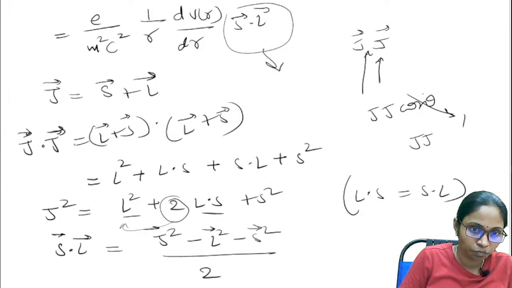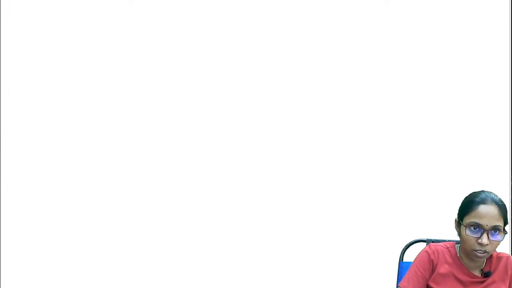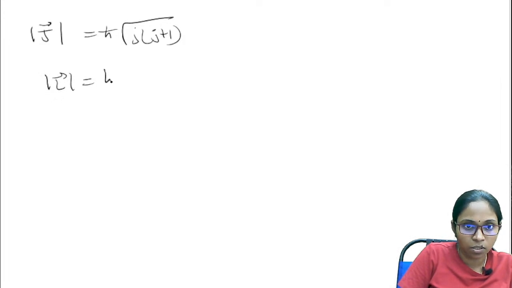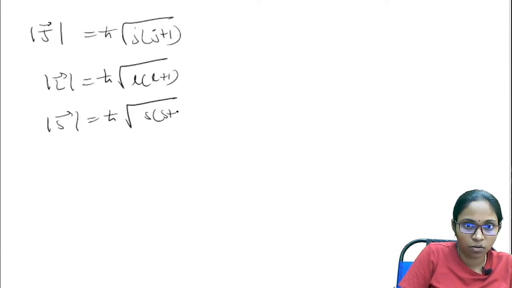Now, as we know, the modulus of J bar is equal to H cross into square root of J into J plus 1, and the modulus of L bar is equal to H cross into square root of L into L plus 1, and the modulus of S bar is equal to H cross into square root of S into S plus 1, where H cross is H by 2 pi.